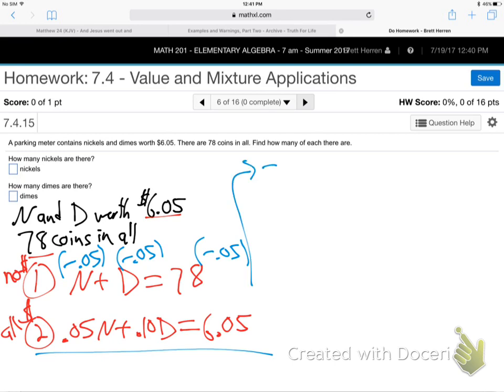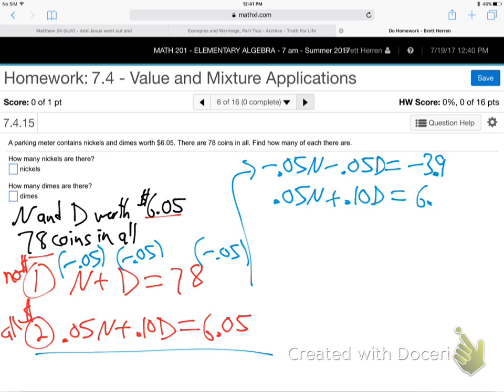Come on up here. Minus 0.05N, minus 0.05D. What's 0.05 times 78? What is it? Negative 39? 3.9. Yeah, thank you. Second one, 0.05N plus 0.10D equals 6.05. Add them up, it cancels out.